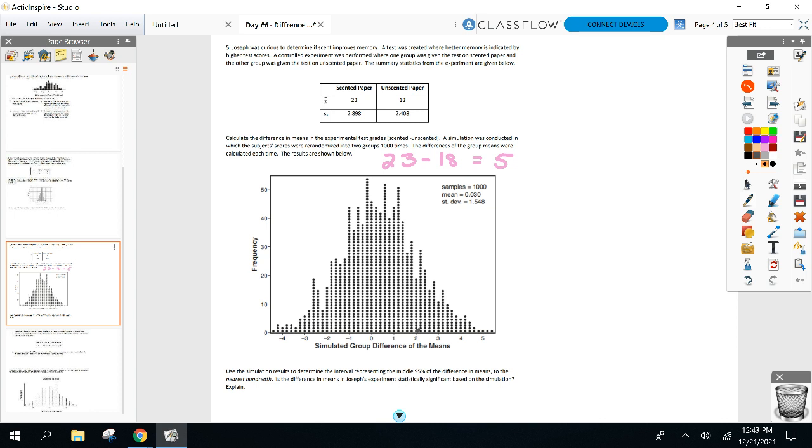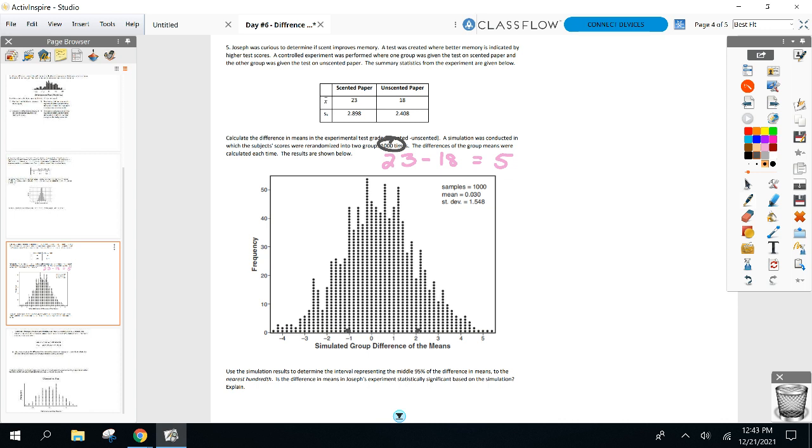I calculate the average over here, calculate the average over here, subtract them, plot a new point somewhere. I'm going to keep doing this 1,000 times. And here's what I want to know. These new groups I'm making are all by random chance, correct? Where does the 5 fall in these new groups of random chance? Is it a significant number or is it right in the numbers from random chance groups? That's what we need to test right now.